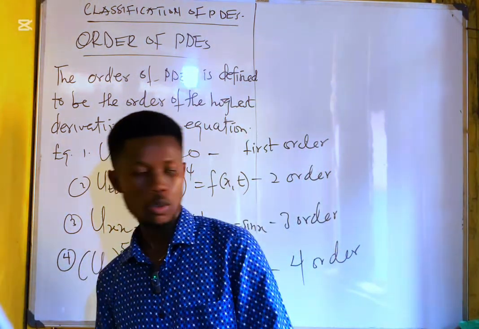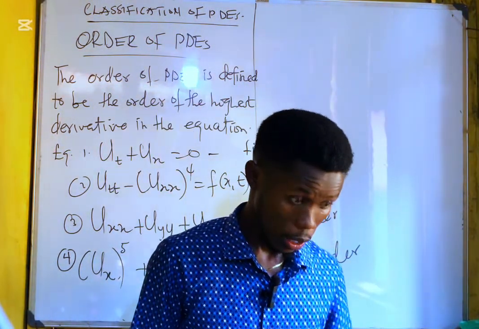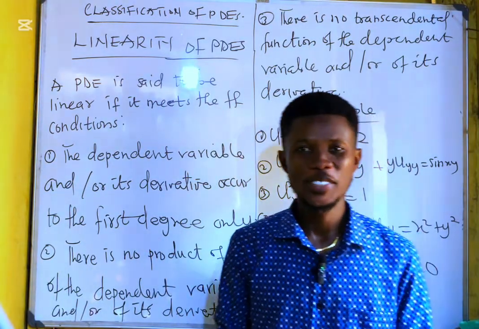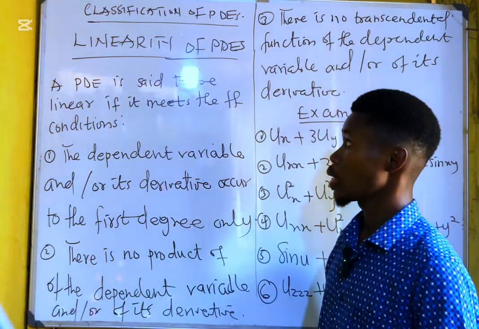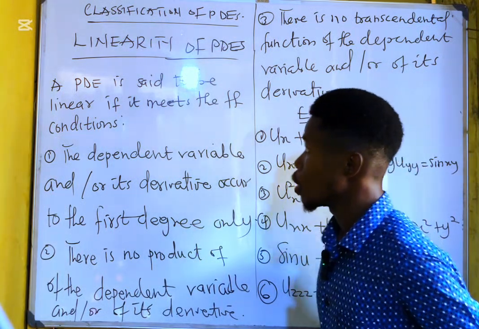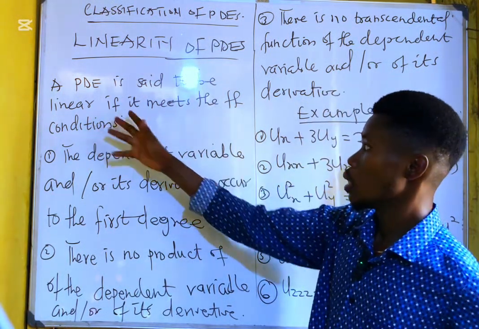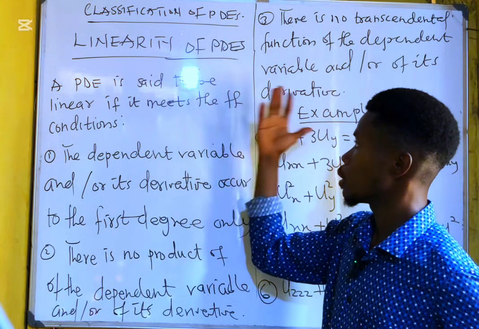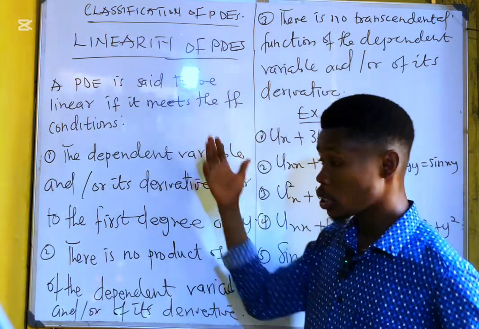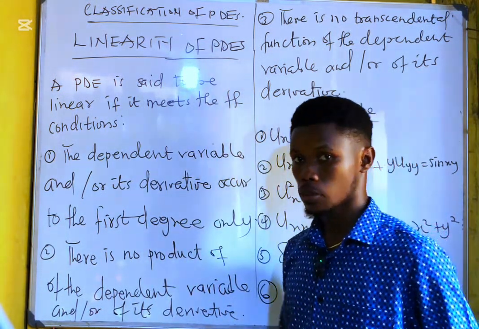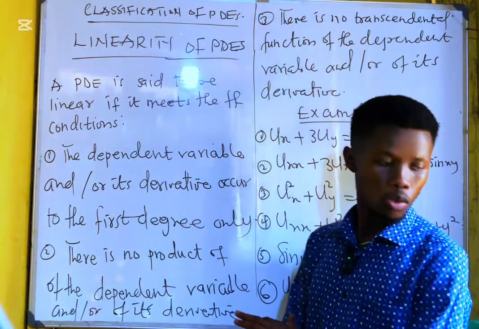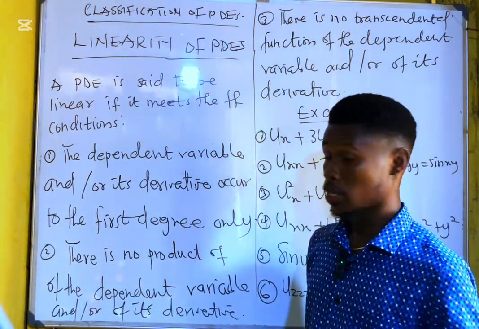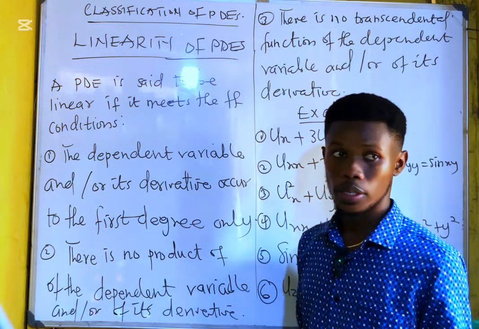I've already said I won't talk about the scalar. That one is simple, so I won't talk about it. All right, so now you are seeing a lot of text on the board, and we are looking at the linearity of a PDE. A PDE is said to be linear if it meets the following conditions. If these conditions are not met, it becomes nonlinear. Simple as that.